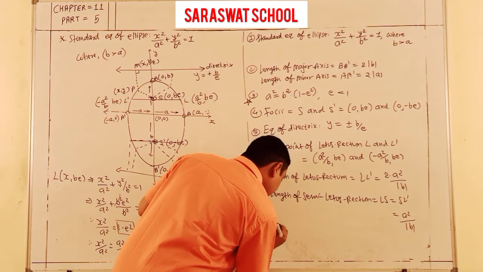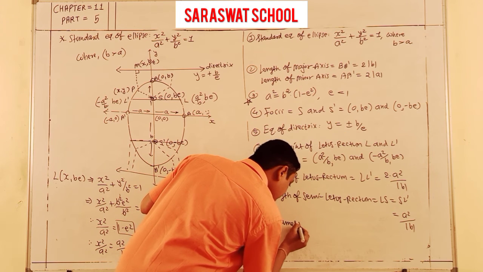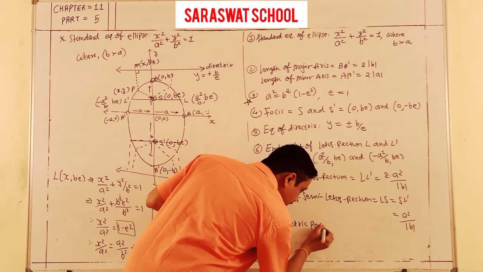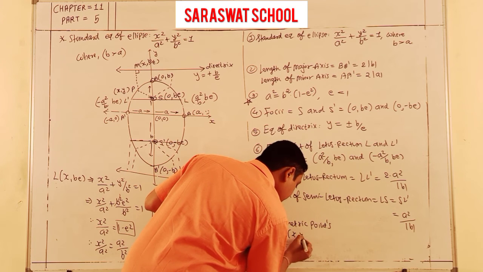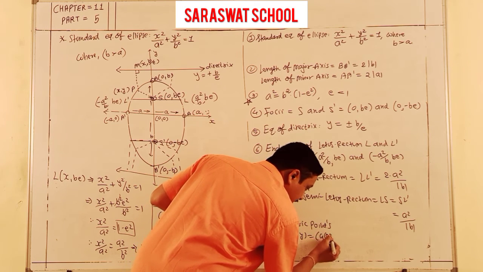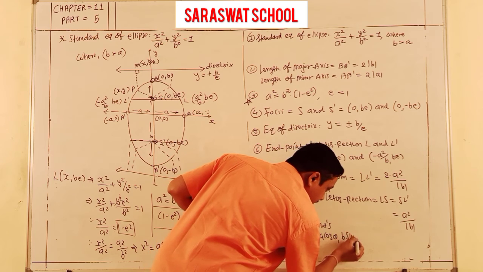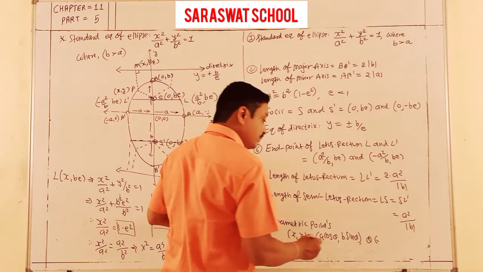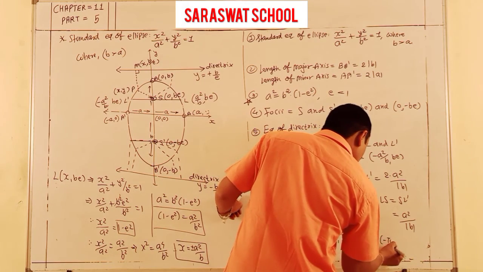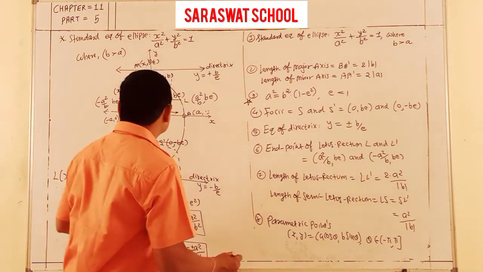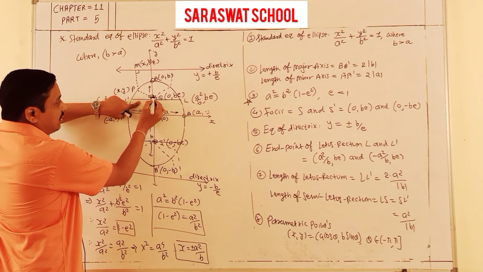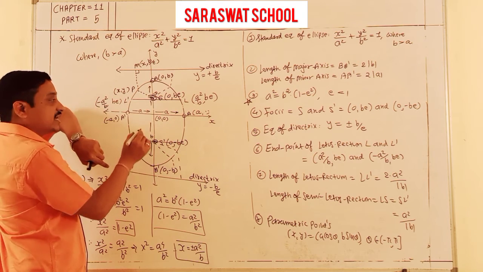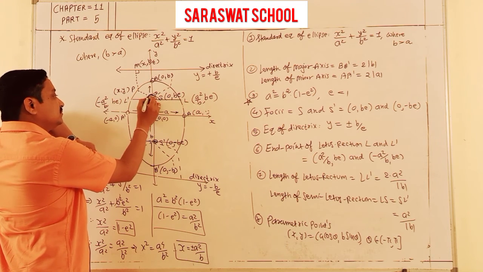Now last, parametric points. x comma y is the same as a cos theta comma b sin theta, where theta is our eccentric angle. Theta belongs to minus pi to pi, closed bracket. This is your theta, students, the angle you make with the axis, this one, this theta.